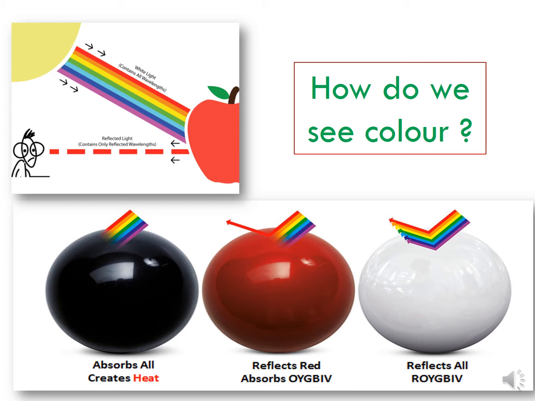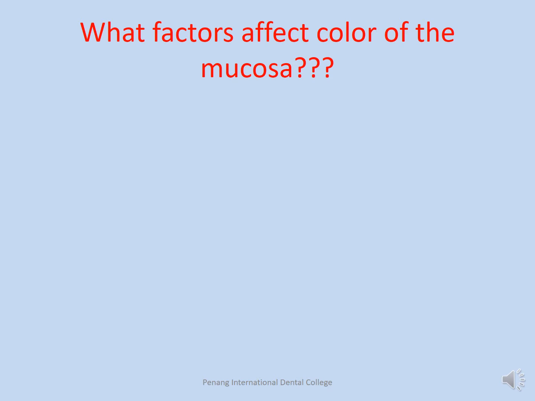Now we will see how this also leads us as dental students, as dental surgeons, and as oral health practitioners to be able to categorize different colors of lesions that we actually see, mainly white and red lesions over here. The question now is what factors affect the color of the mucosa. Number one is obviously vascularity.